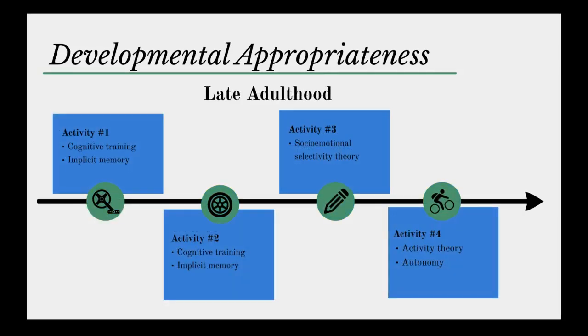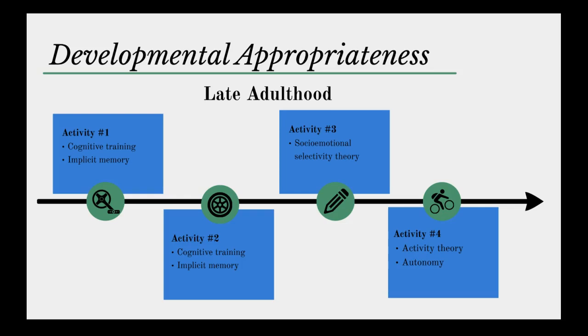For late adulthood, the first and second learning activities help train the cognitive skills of the older adult learners. Although there is some loss of plasticity in late adulthood, implicit memory is less adversely affected than explicit memory. Riding a bike builds on skills and routine procedures such as balancing and pedaling that older adults can perform without having to consciously think about.